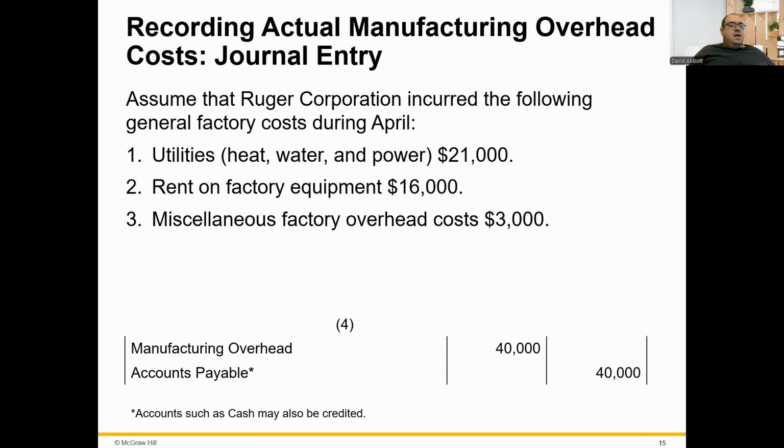And then again, the journal entry. So this would be to record the accounts payable for these items. They won't pay them, I guess, until the 1st of May. So they would put it in as an accounts payable for these things. So the utilities, 21,000, rent on the factory equipment of 16,000, and then miscellaneous factory overhead of 3,000. So that totals 40,000. So you would debit manufacturing overhead for 40,000, and then you would credit accounts payable for 40,000.